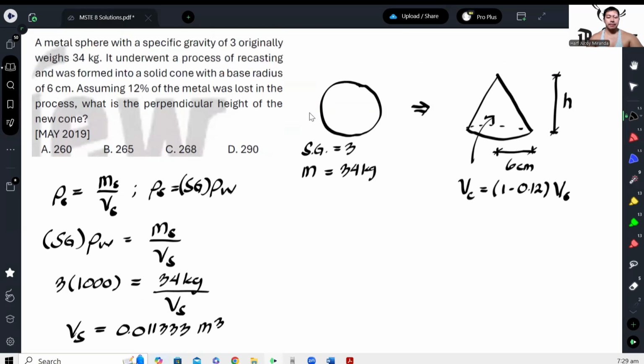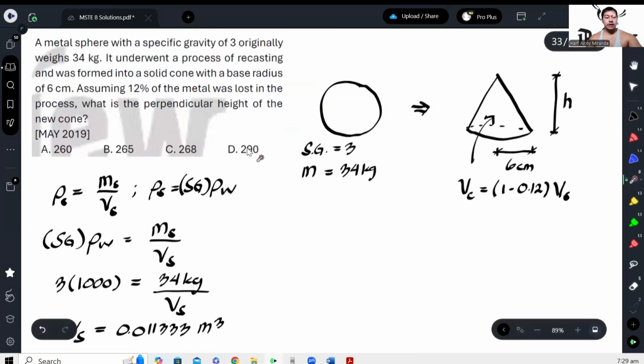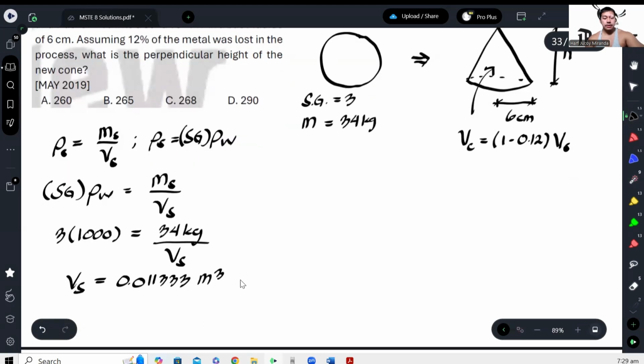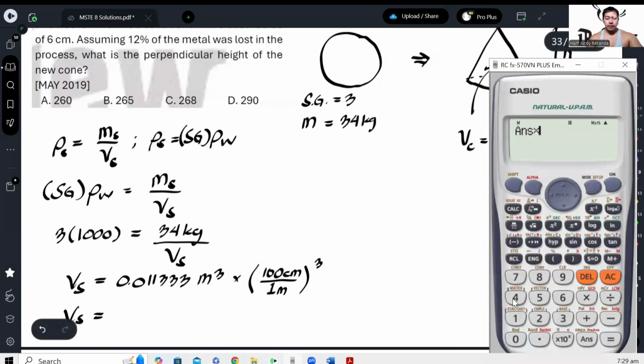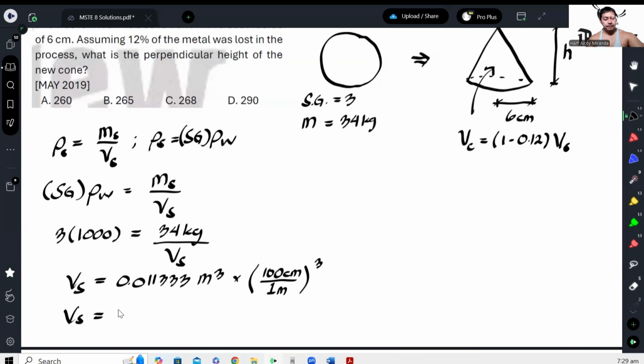Okay? So, ang gagawin ko dito, i-convert ko siya sa centimeters because ang given sa atin na dimension is naka-cm. So, potential yung tinatanong dito na height is naka-cm din. Okay, so convert lang natin, madali lang naman yan. So, di ba sa isang metro, merong 100 sentimetro. Tapos naka-cube, so kailangan lang natin i-cube, no? So, ang volume ng sphere ay magiging 1 times 100 cube. So that gives us 11,333.33. And this is in cubic centimeters.